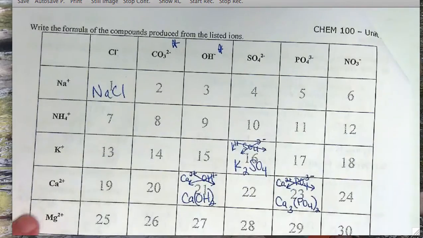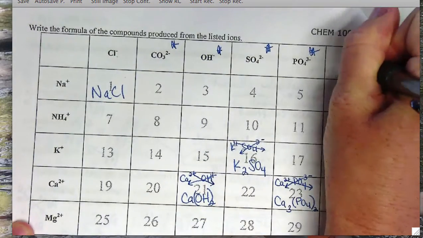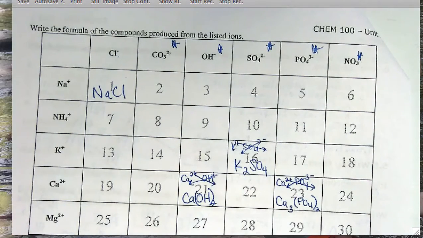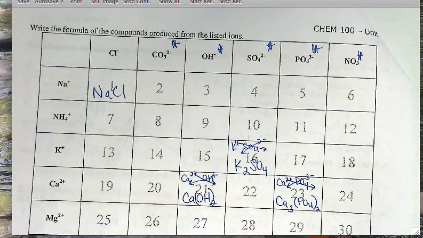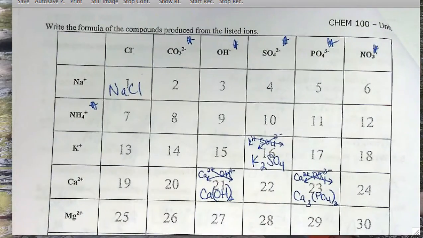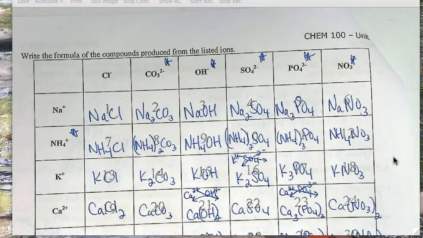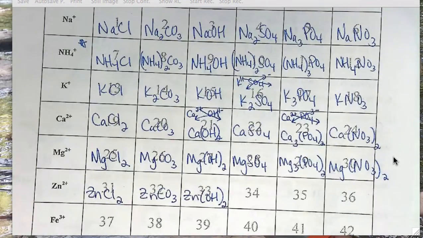The other polyatomic ions that we have: sulfate, phosphate, nitrate. So be sure you use parentheses when you have more than one polyatomic ion. And ammonium too, thank you. Yes. All right, so get crossing and dropping. Okay, so keep working on these.